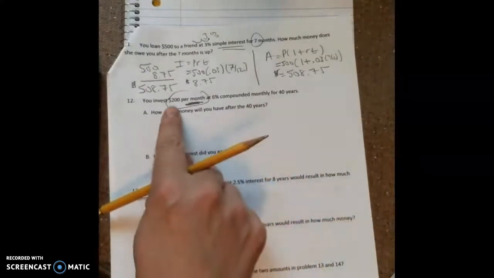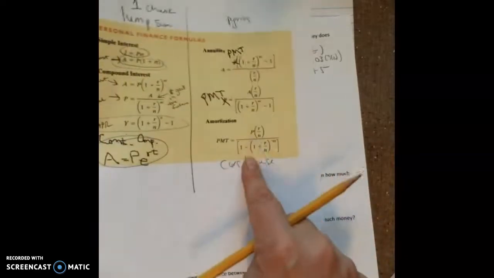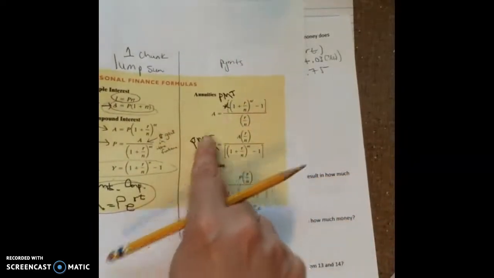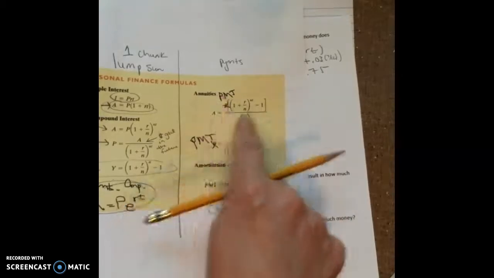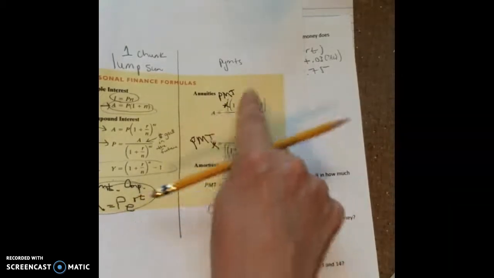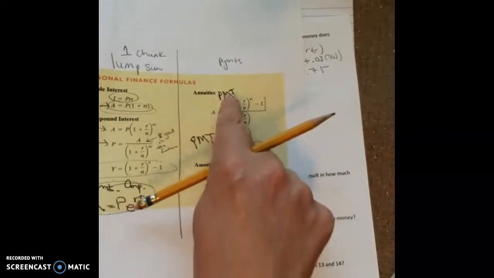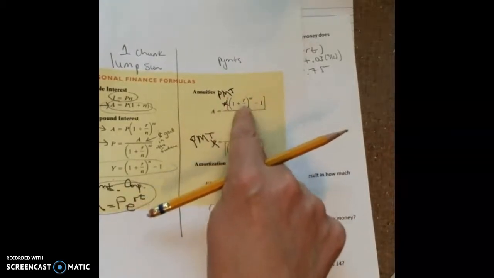What are you doing? You are investing. You're not buying a house or car, so you're up here. I'm not asking you to find the payment. I'm telling you the payment. So the only formula it could be is this. This is when you're saving up for retirement or some goal, and you're using payments to do it, but you know the payment. It has to be that formula.